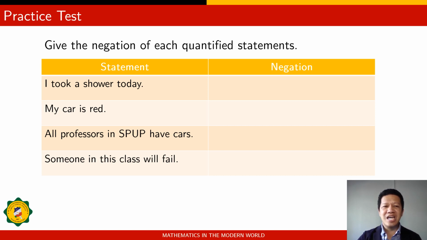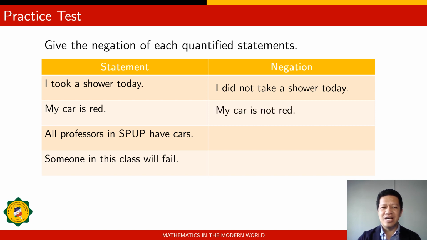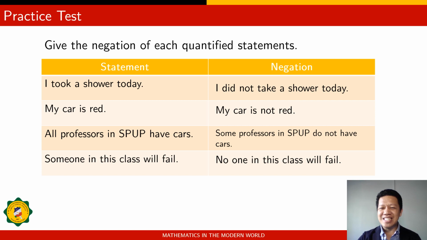For number one, what's the negation of the statement, I took a shower today? The negation is, I did not take a shower today. How about my car is red? What's the negation? My car is not red. And how about this statement? All professors in SPUP have cars. The negation is some professors in SPUP do not have cars. And the last one, someone in this class will fail. The negation is no one in this class will fail. I hope the negation will be the true statement.